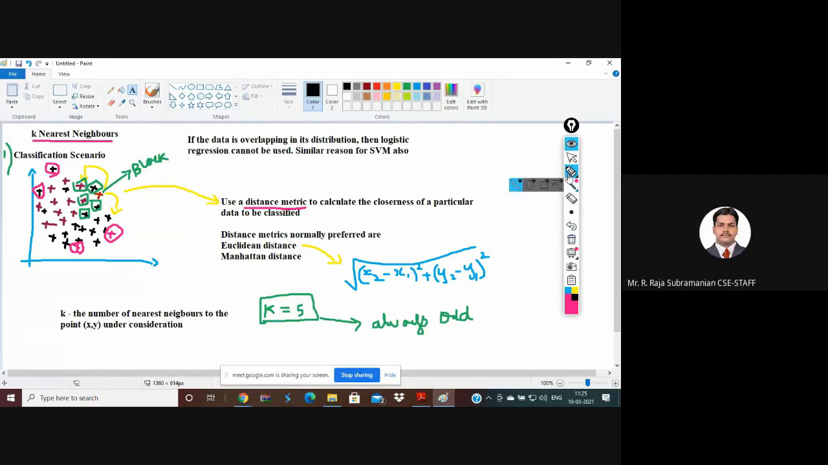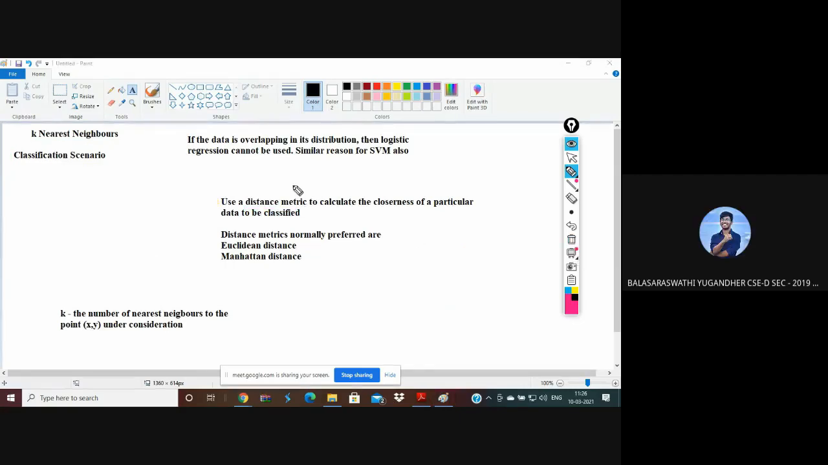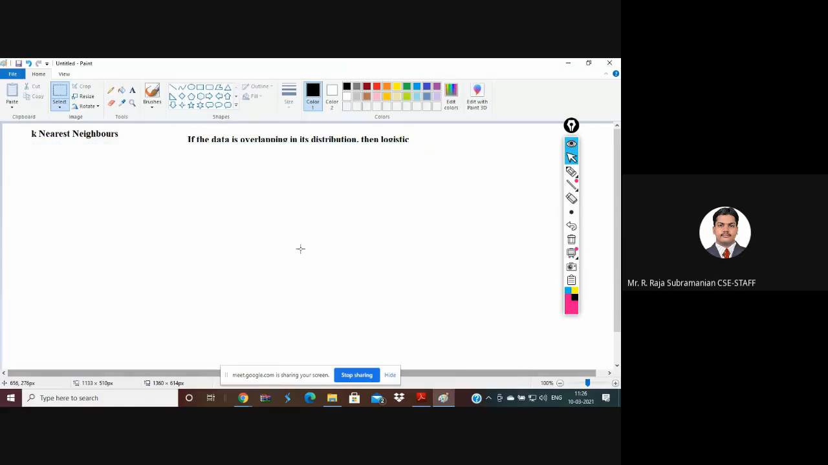Now let us see the regression scenario of this k nearest neighbors. Shall I erase this? Yes, sir. So let us see how the regression scenario is going to happen with respect to k nearest neighbors. A similar kind of point we can have. Let's suppose I have the same kind of structure and I have the points over here.